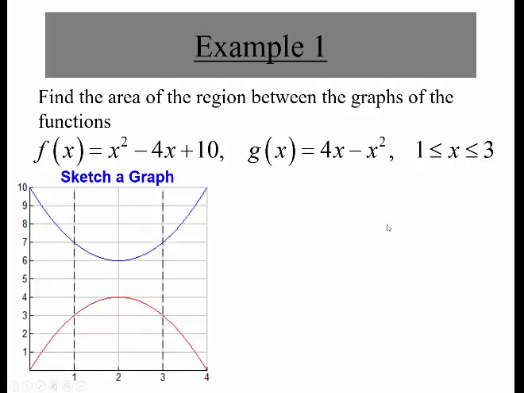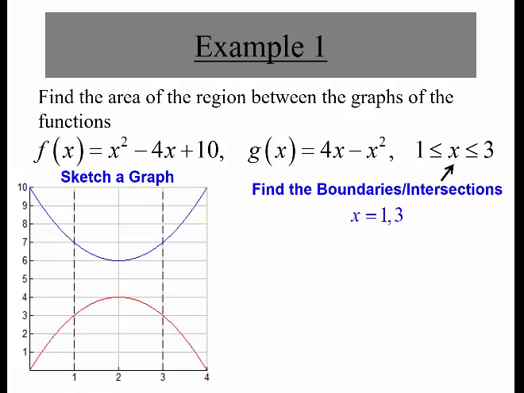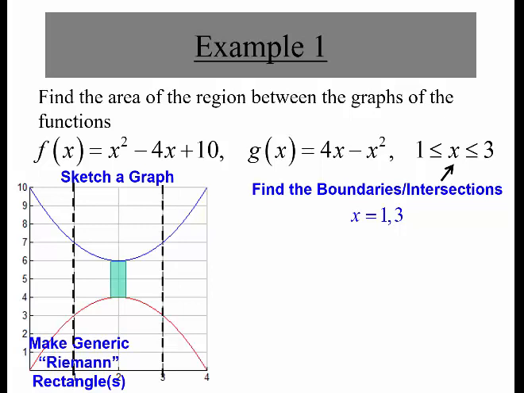The first thing you're going to do is sketch the graph. You want to find the boundaries or intersections. Well, that I give you right there, so that's perfectly done. So I'm going to put some vertical dotted lines here to help me know what I'm trying to find the area between. You can make a generic Riemann rectangle if you want to help you here.